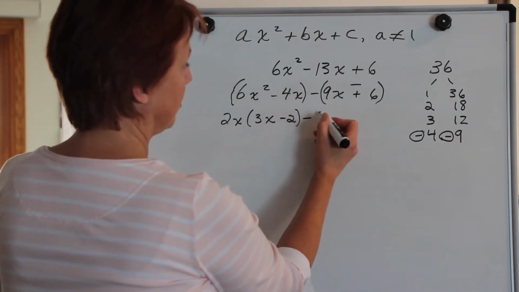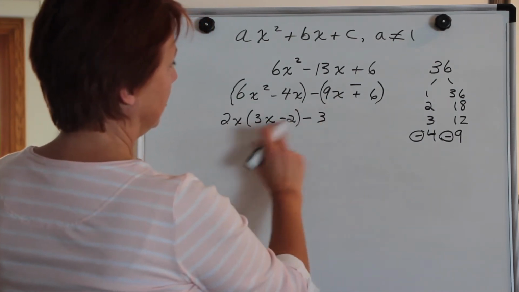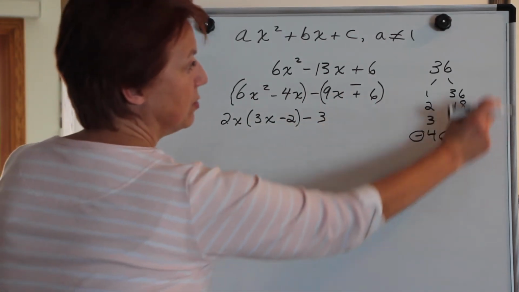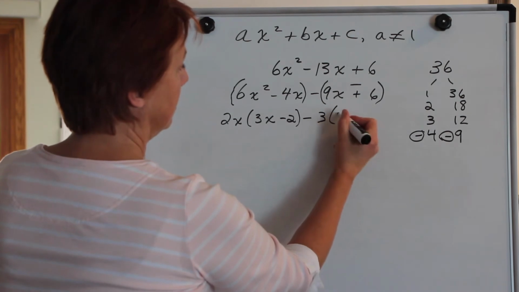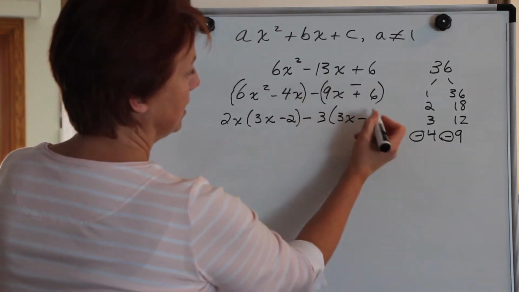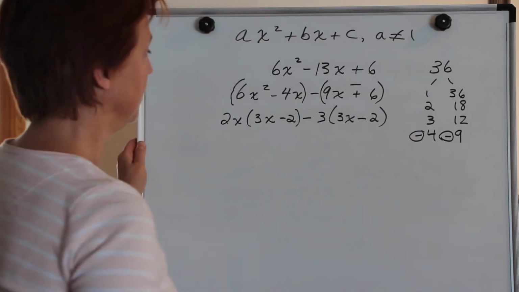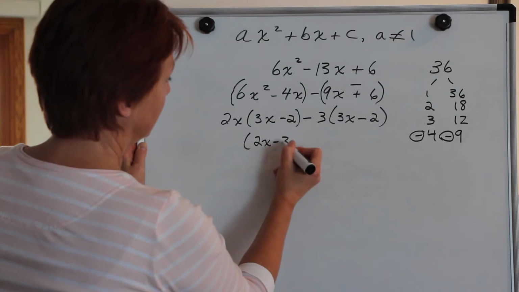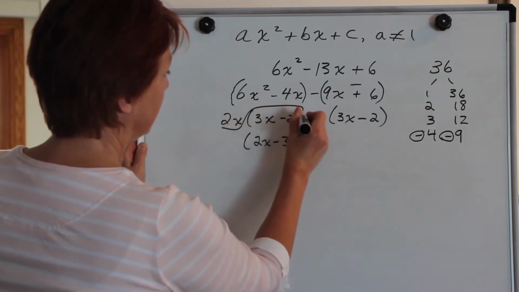I need to take out a 3 in order to get 3x. But as it happens, 3 is what's common as well. And this will always work if you're careful here, okay? And it's going to leave us with 3x minus, notice that's that change sign, minus 2. And then our factors are 2x minus 3. Okay, so one of our factors is right here.